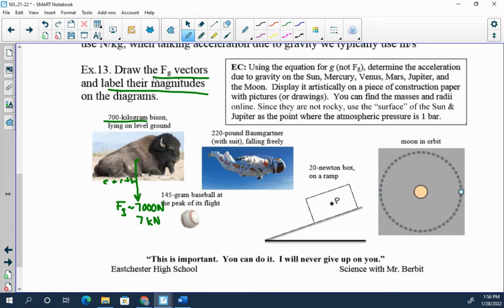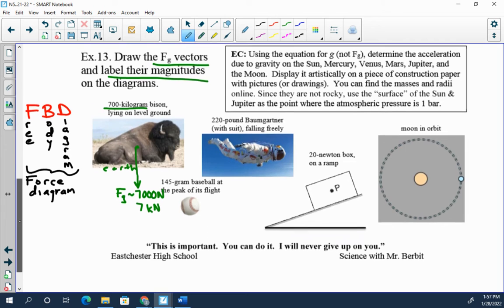What you have just drawn a piece of, this is an incomplete version, is what we call an FBD. FBD stands for free body diagram. And a free body diagram is just a force diagram, which is what it sounds like. You draw forces on the object. Now, I said this is an incomplete FBD because I've only drawn the force due to gravity. There are other forces on these objects, but that's the only one we're going to worry about for right now.